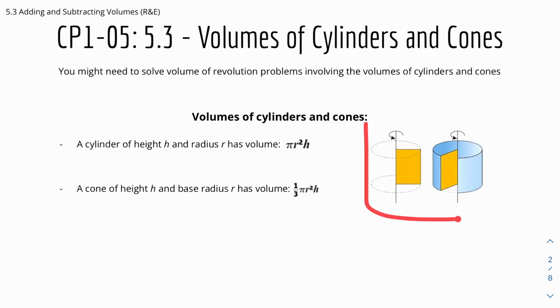Here's a nice representation of how these volumes need to be used. If we have just a plane, like a rectangle, and we rotate it 360 degrees around an axis, let's say the middle axis right here, you will form a cylinder with the radius of, let's say, r and the height of h.